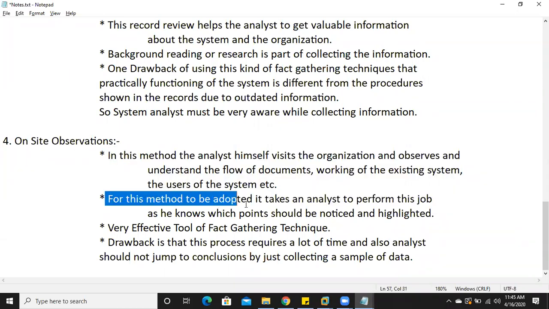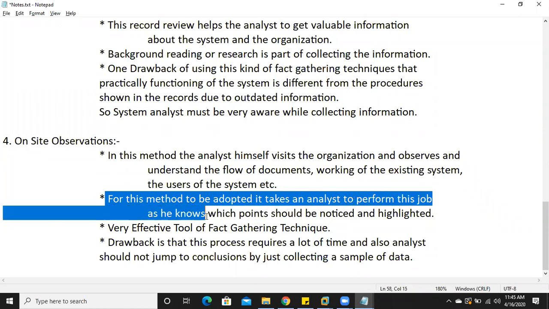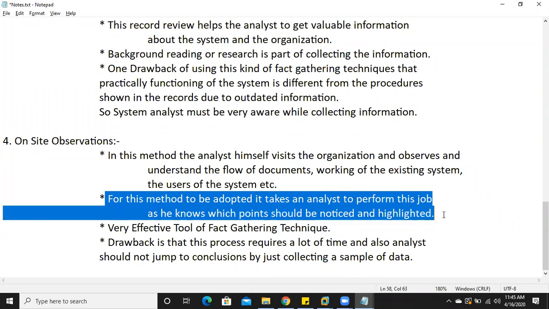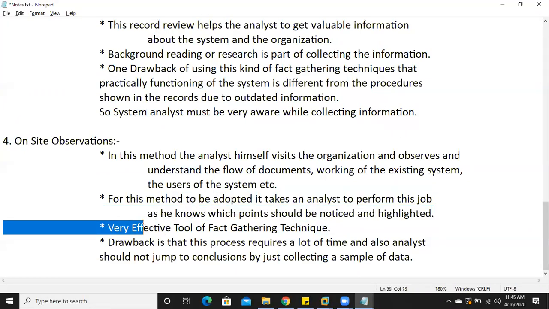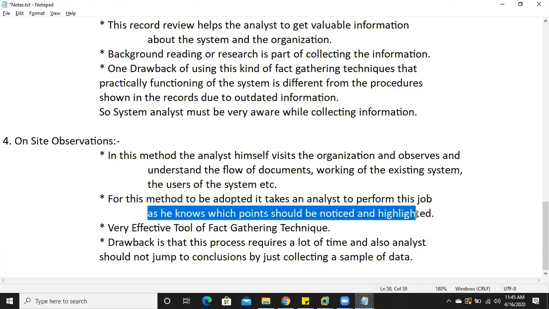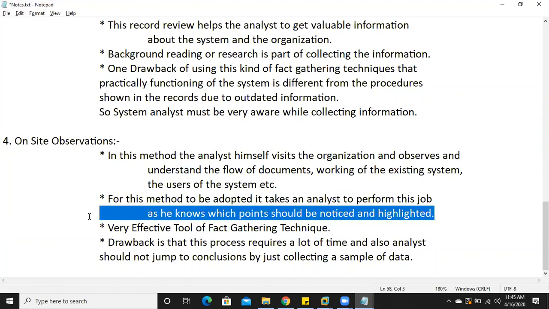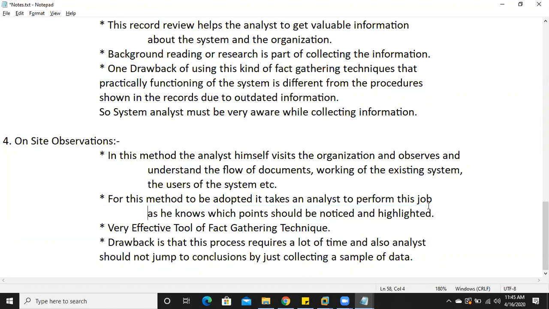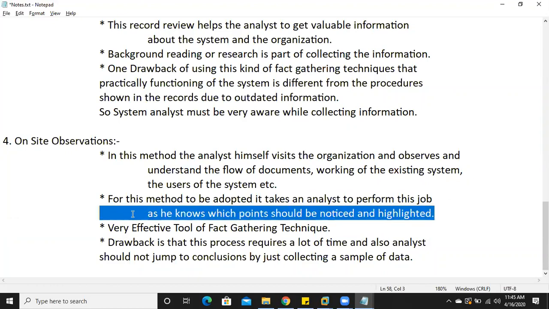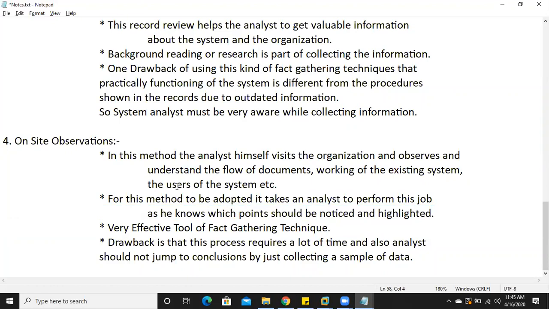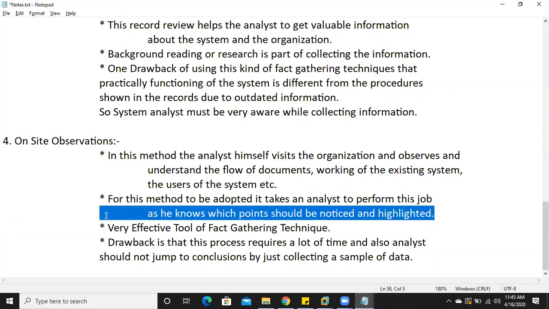Second point, for this method to be adopted, it takes an analyst to perform this job, as he knows what points should be noticed and highlighted. Because as we already mentioned, the system analyst is the one who knows all the key points about the system. Because he knows the key points about the system, that is why only he has to take this responsibility of gathering the facts.